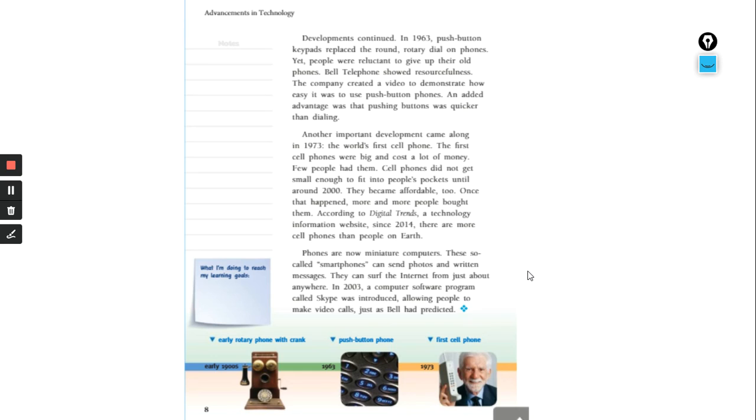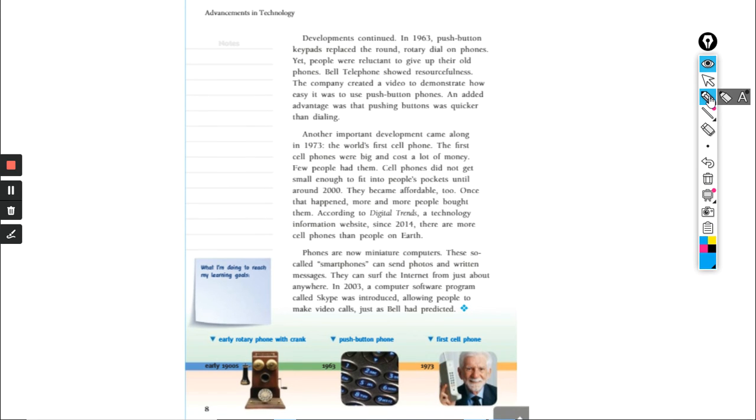All right, guys, so there's actually quite a few cause and effects within these three paragraphs, but I'm going to highlight the one that I was able to see. All right, so let's take a look. I'm going to jump down to paragraph 7. It says here, another important development came along in 1973, the world's first cell phone. The first cell phones were big and cost a lot of money. Few people had them. Cell phones did not get small enough to fit into people's pockets until around 2000. They became affordable too. Once that happened, more and more people bought them.